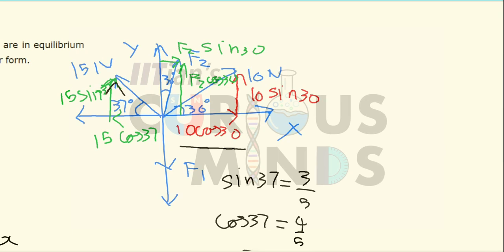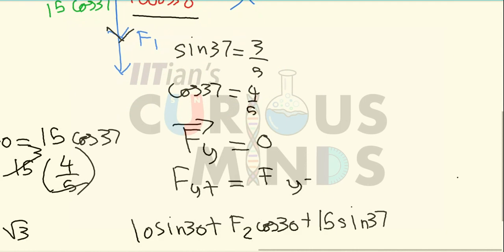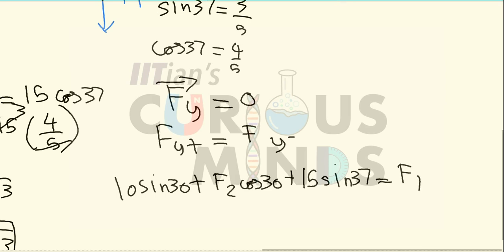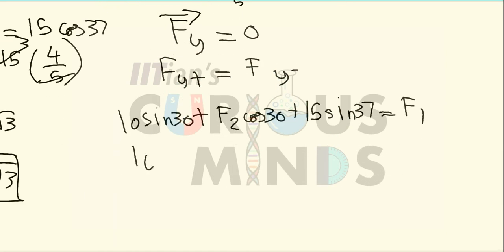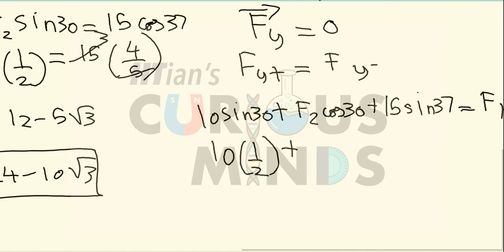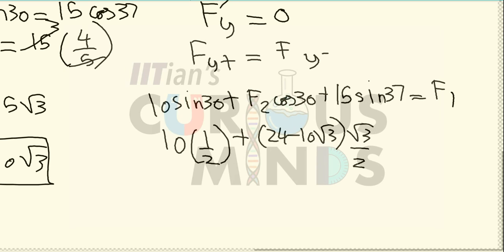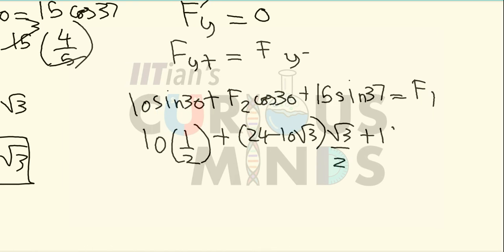You can clearly see this is the first, this is the second, and this is the third, and the only force in the negative y-axis is F1. Okay. Now let us substitute the values. It will be equal to 10 sin 30, which is equal to half. F2 over here is given as 24 minus 10 root 3, into cos 30. Cos 30 over here is equal to root 3 divided by 2, plus 15 sin 37. Sin 37 is equal to 3 by 5, is equal to F1.